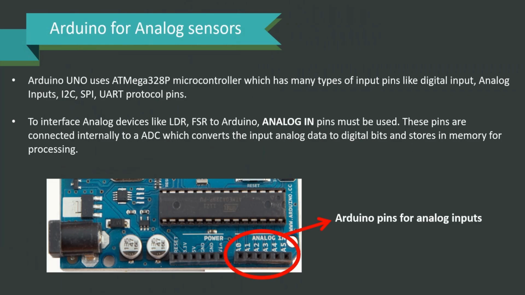Before that, we need to understand how exactly the Arduino supports the analog sensor interfacing process. The Arduino Uno uses the Atmega 328P microcontroller, which has many types of input pins like digital input, analog input, I2C, SPI and UART. To interface analog devices like LDR, FSR to the Arduino, analog pins must be used. You can see in front of you a red circled highlighted area, and that is called the analog in pins. These pins are connected internally to an ADC which converts the input analog data to digital bits and stores it in memory for further processing.